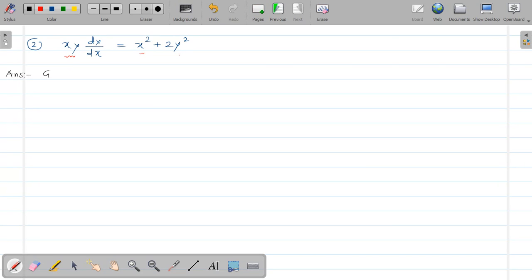So first of all, I will write the given equation, that is xy into dy by dx is equal to x square plus 2y square. Now first of all, as per our procedure, I will write it in the form of dy by dx is equal to. Now it is very easy, just you transfer this xy to the right hand side, then you will get x square plus 2y square upon xy. So say this is equation number 1.